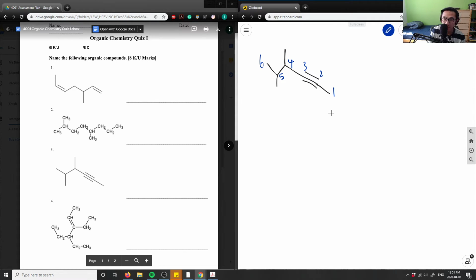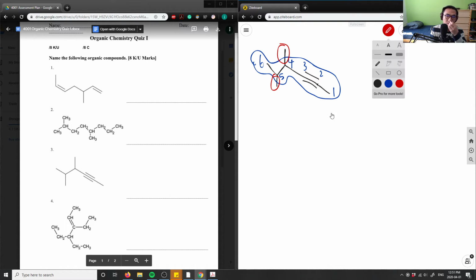And remember, this is my main chain. So I'm going to do this in blue. This is my main chain here. And what are my side chains in this case? I have a side chain at carbon 4 and at carbon 5 as well. So let's do the main chain first. What is the name of my main chain? Again, I have 1, 2, 3, 4, 5, 6.